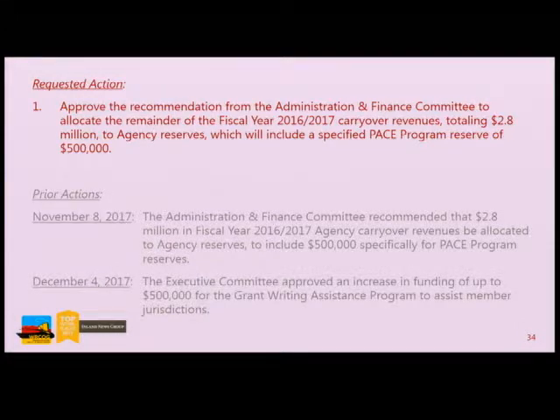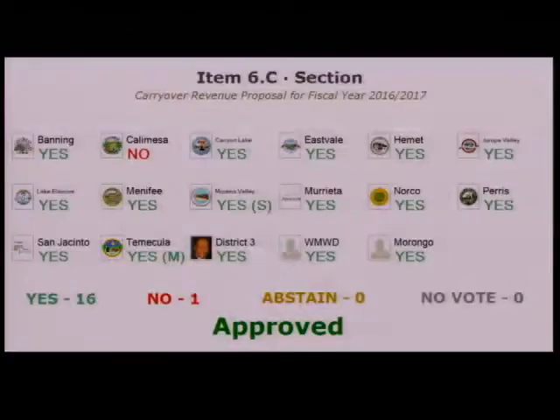Do we have a motion? Temecula moves approval. Okay, it's been moved by Temecula and seconded by the City of Moreno Valley. Please vote. Morongo Band of Mission Indians, please vote. Thank you, sir. Motion passed 16-1.